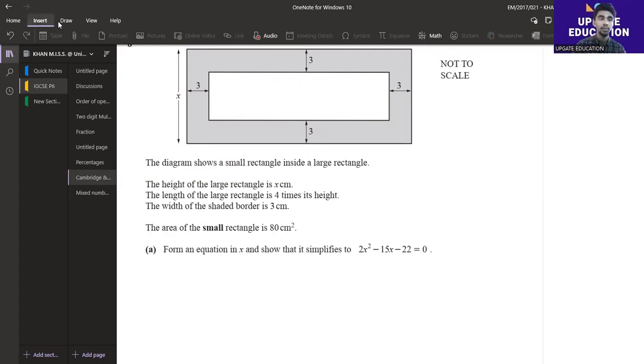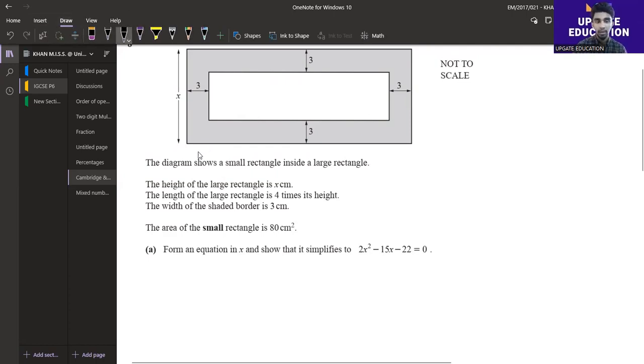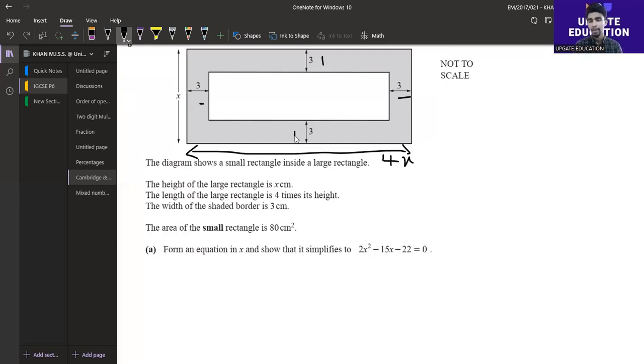So the height or the width they said as x. Then that means your length has to be 4x, so you can put it as 4x. And the width of the shaded border is 3 centimeters. So on both sides, it's 3 and 3, and on all the sides it's 3. And then they have mentioned something else: the area of the small rectangle is 80 centimeters square.